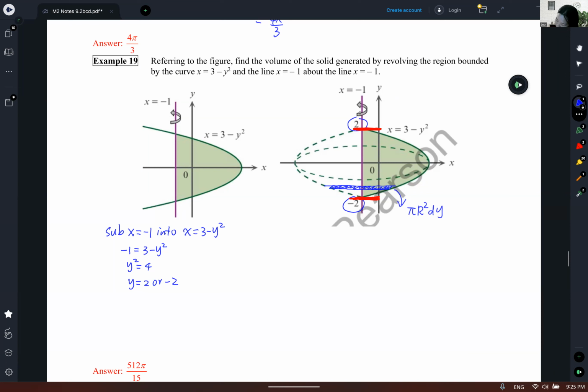So here, pi r squared, r must be found. And here, r is from the green to the purple. You see, this is from the green to the purple. So I'm using the green minus the purple. So you can see 3 minus y squared minus purple, -1.